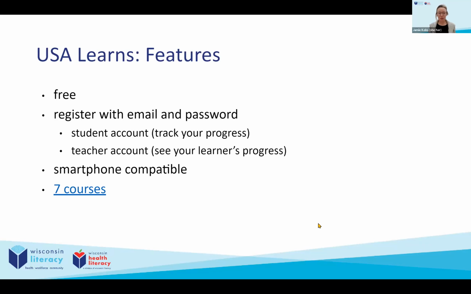So to get started, USA Learns is an online site where adults can learn English. It was specifically designed for adult learners by Sacramento County Office of Education in California. To use it, you do have to register. So you are required to enter an email and a password.